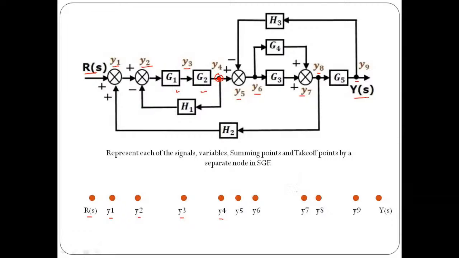So if you apply that logic in step number 2, I told you that each and every signal, variable, summing point, and takeoff point we are going to represent by a separate node in the signal flow graph.